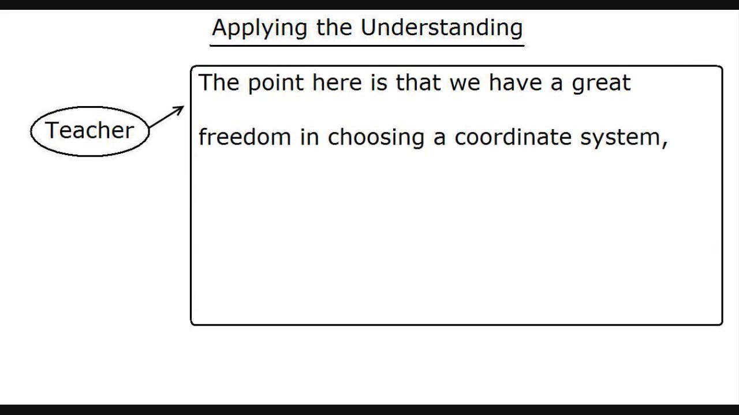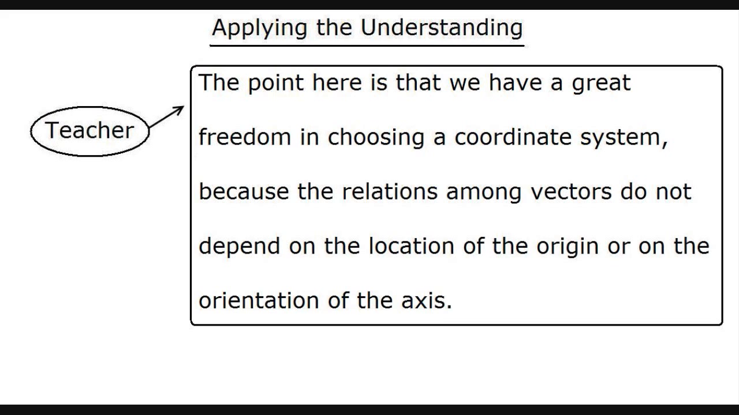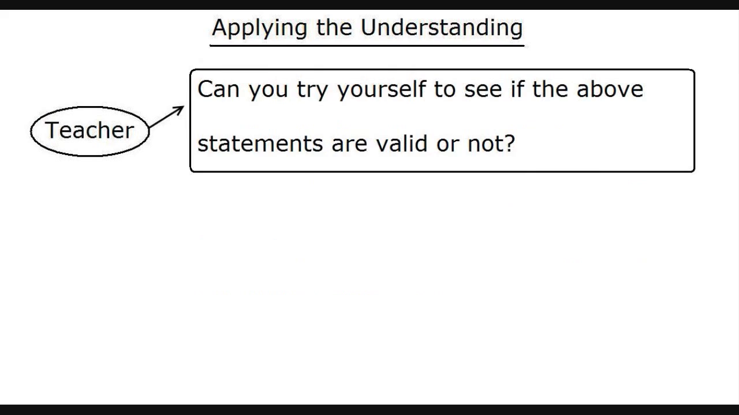The point here is that we have a great freedom in choosing a coordinate system, because the relations among vectors do not depend on the location of the origin, or on the orientation of the axis. Can you try yourself to see if the above statements are valid or not?